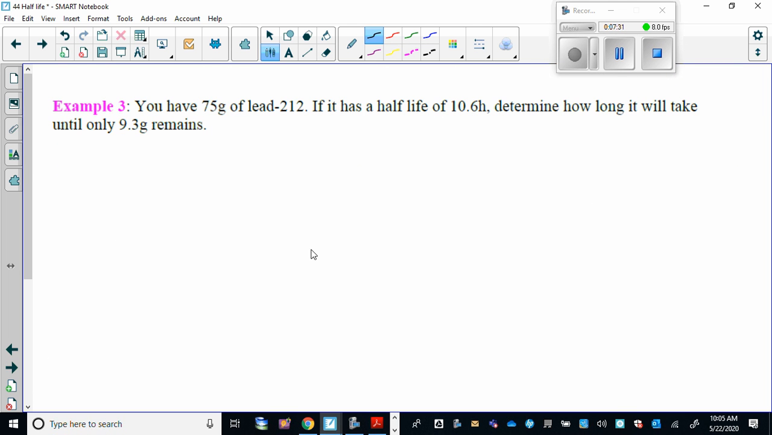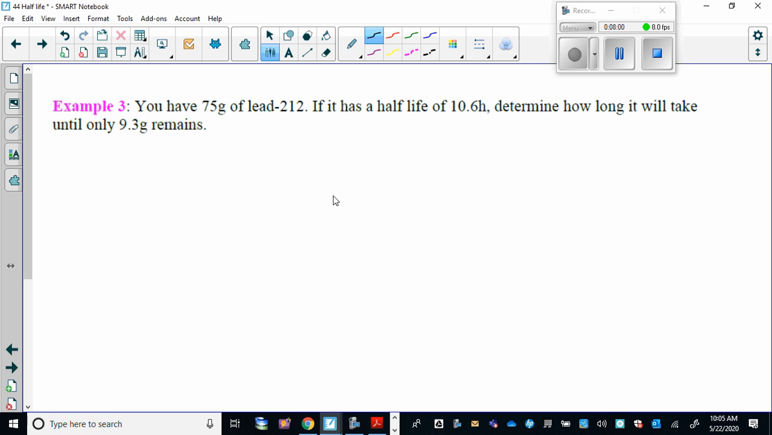Example number 3: you have 75 grams of lead. It has a half-life of 10.5 hours. Determine how long it will take until only 9.3 grams remains. Now, just so you know, all the questions in Physics 30 are designed with easy numbers, so you can actually just guess and check these answers. Actually, let me backtrack a little and outline why that is.